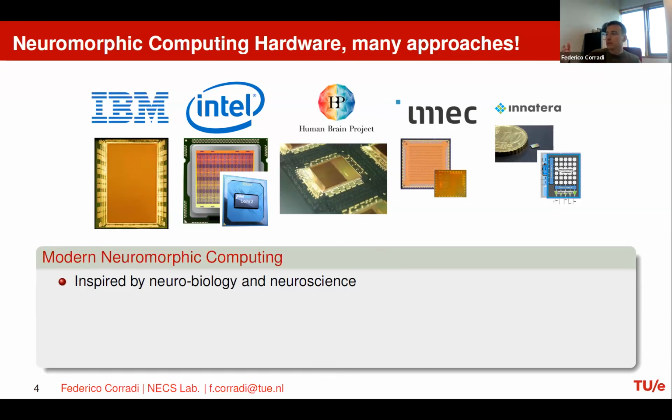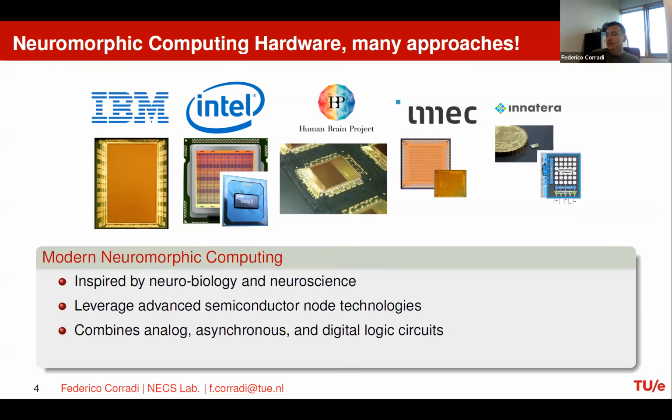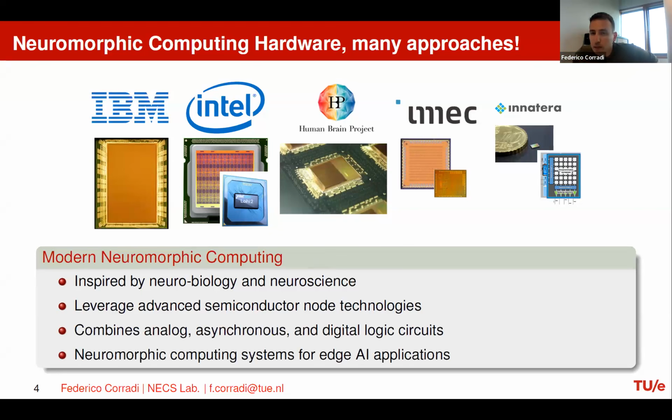And all of these chips, all of these devices, they have something in common: they are inspired by neuroscience and neurobiology. They leverage advanced semiconductor node technologies. For example, Intel Loihi 2 actually uses 4 nanometer technology, if I'm not mistaken. So it's a very advanced process node. And they combine analog, asynchronous, and digital logic circuits, many of them. And they are made to run edge AI applications at the edge, like robotic applications in which you require real-time, low power, consuming the data locally, and what we said before.